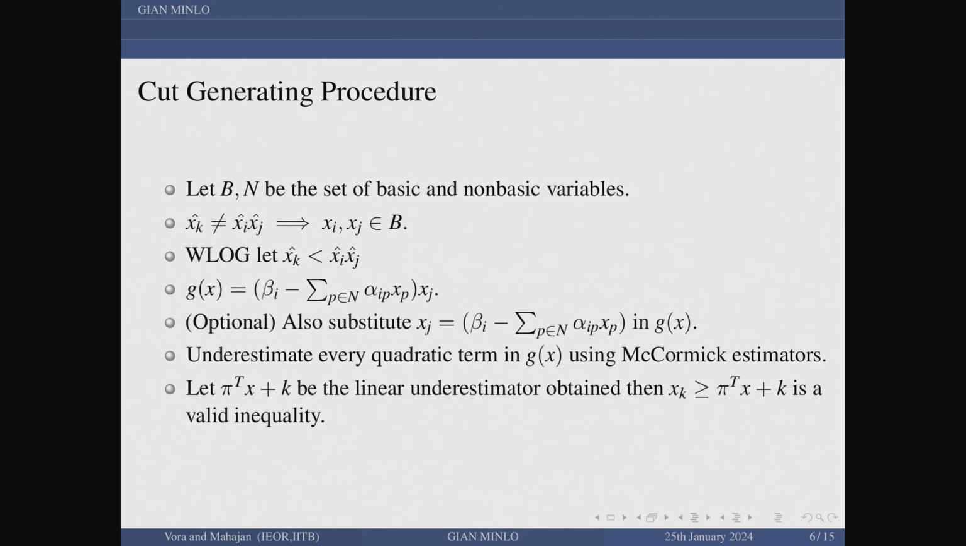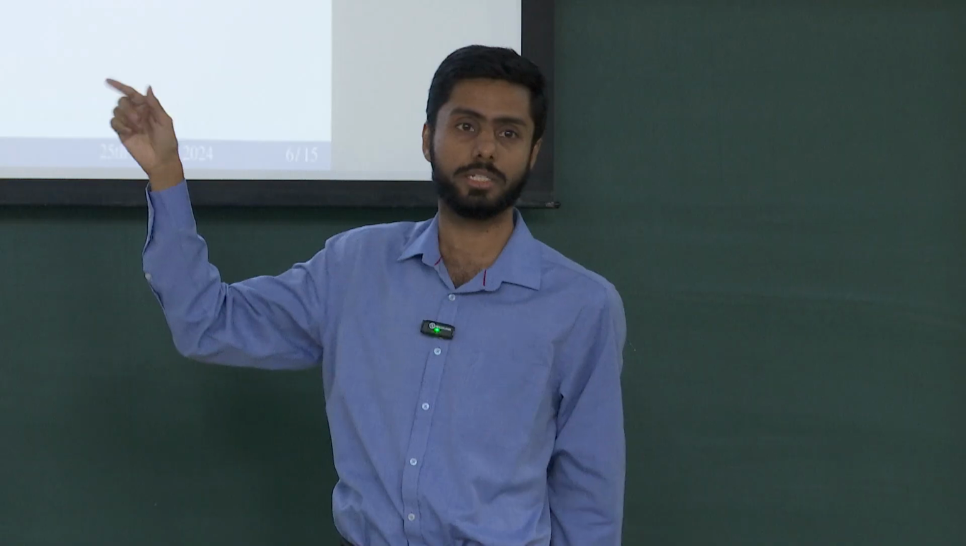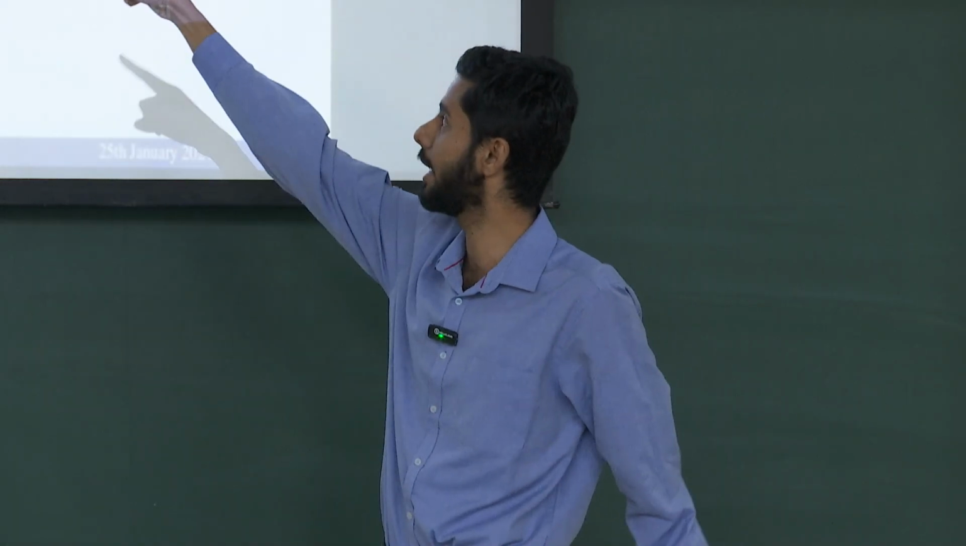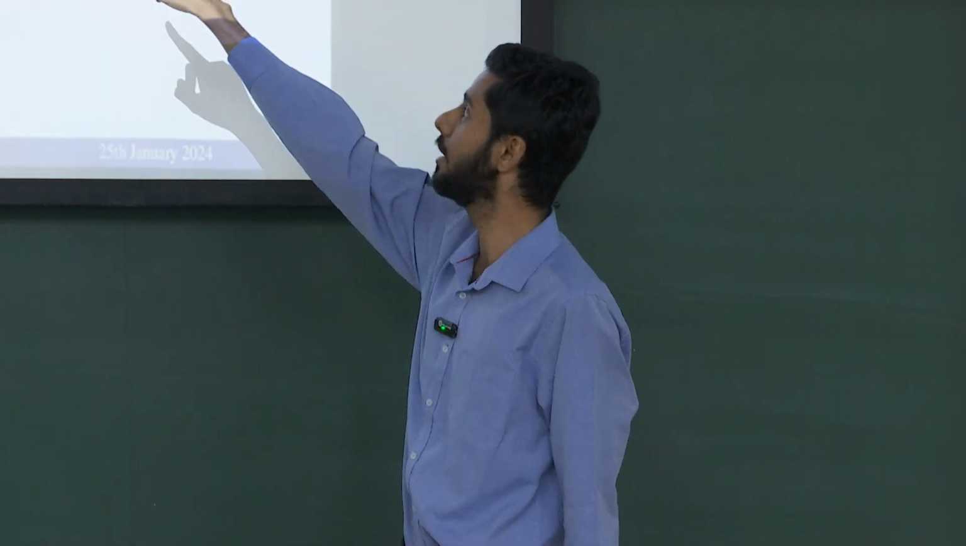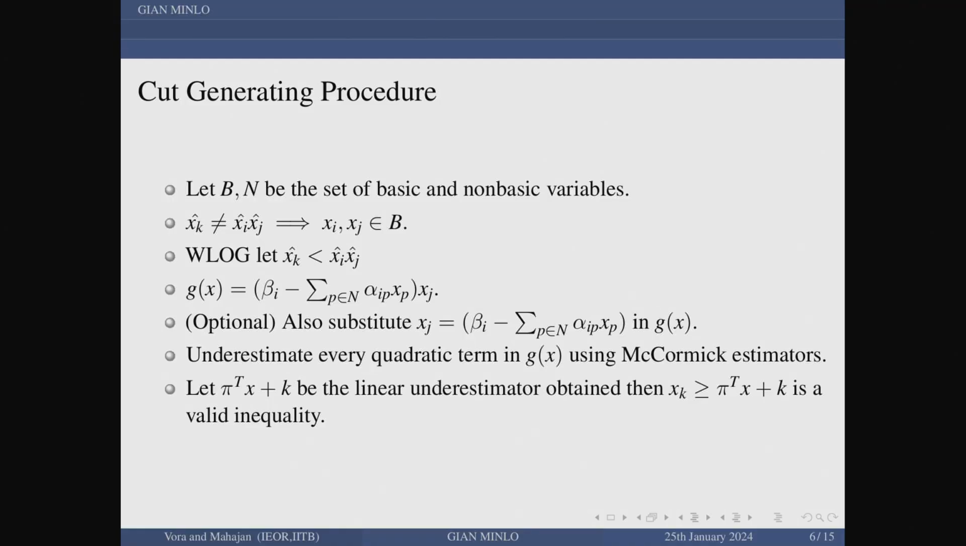So when that happens, since we are solving a linear relaxation, we will have a set of basic and non-basic variables. If the quadratic constraint is violated, that implies that both xi and xj are basic. Why is that? For the simple reason that if one of them was non-basic, it would have been at its bound. Non-basic variables are by definition at their bounds, and that would imply that the constraint is satisfied, because if one of the variables is at its bound, the estimators are tight, so the inequalities will also be tight. So this implies that both the variables, xi and xj, are basic.